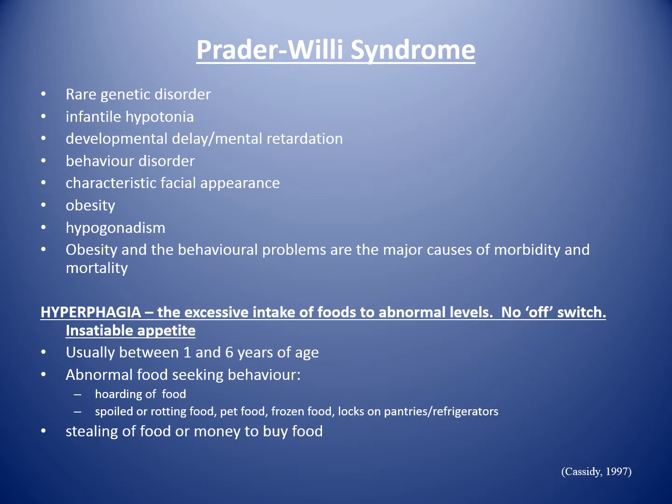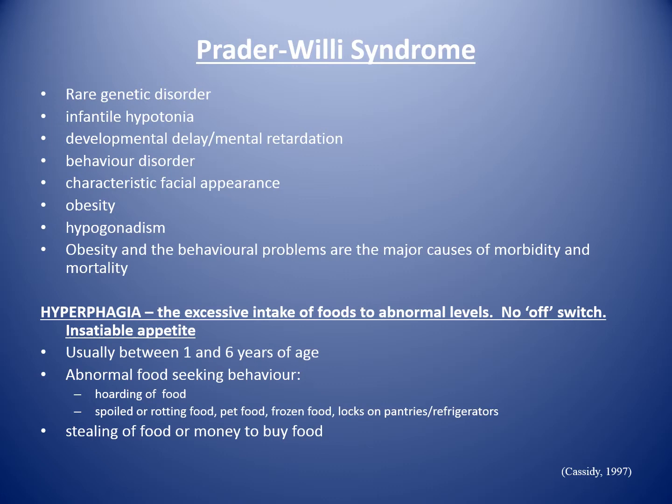Prader-Willi syndrome is a disease state where ghrelin function is altered. It is a rare genetic disorder. It usually presents in infancy with hypotonia, which is floppy muscles, and lack of a suckling reflex. It can lead to developmental delays, mental retardation, and behavioural disorders. There are characteristic physical attributes such as the facial appearance, short stature, and it can lead to obesity.